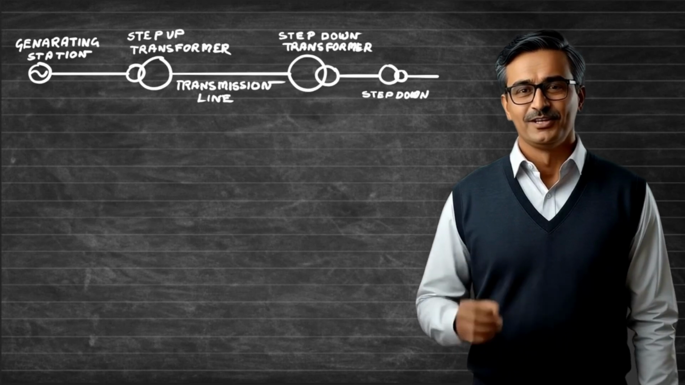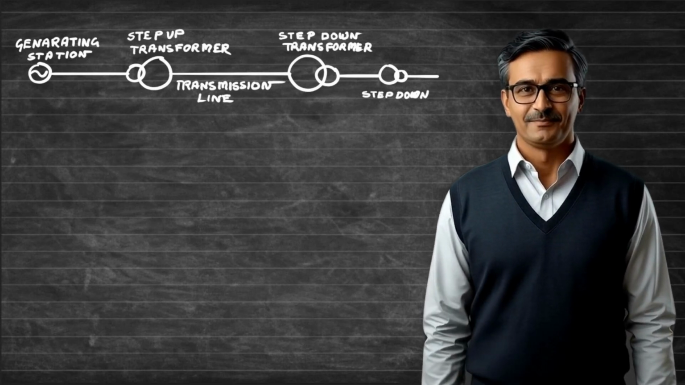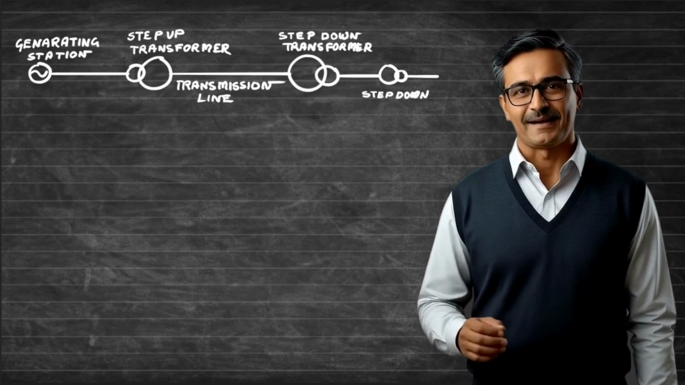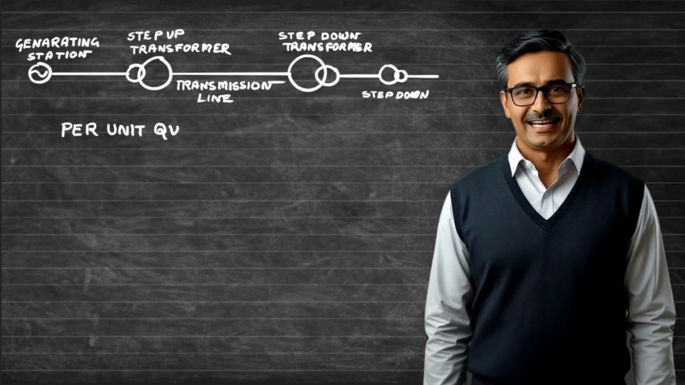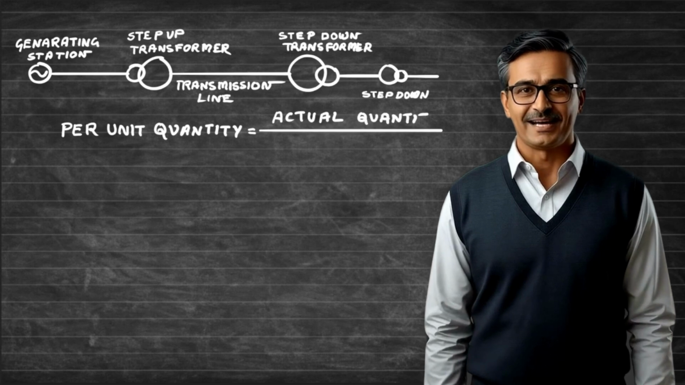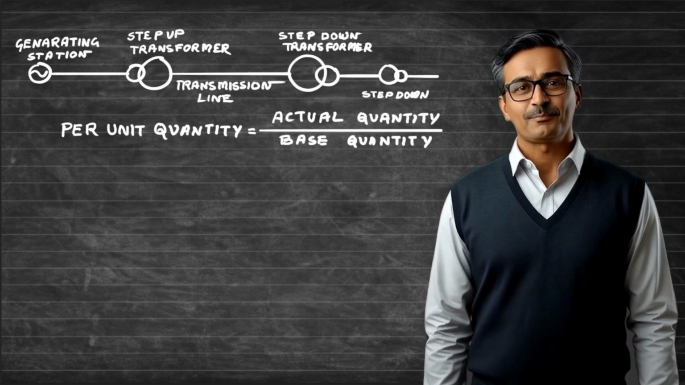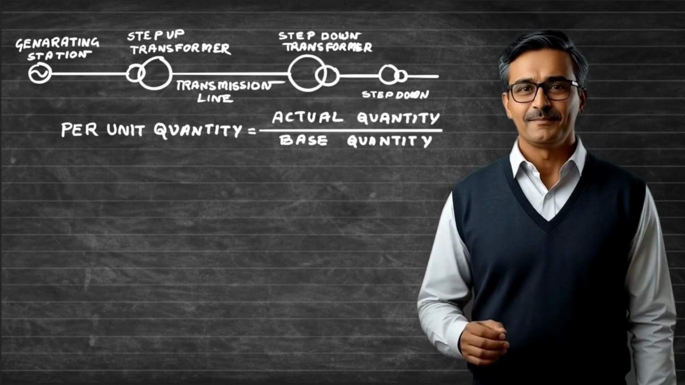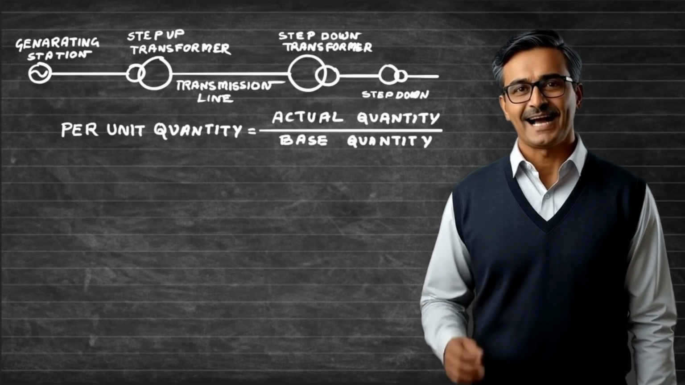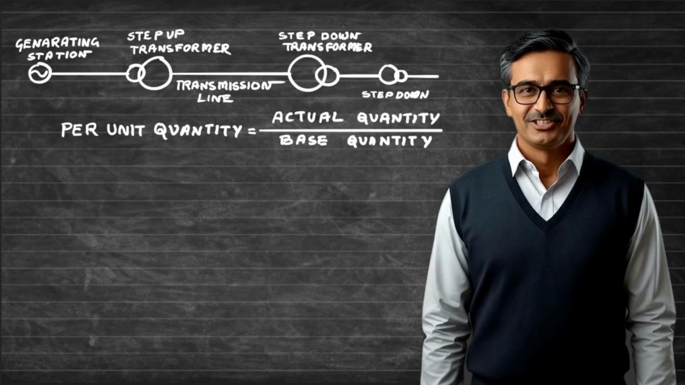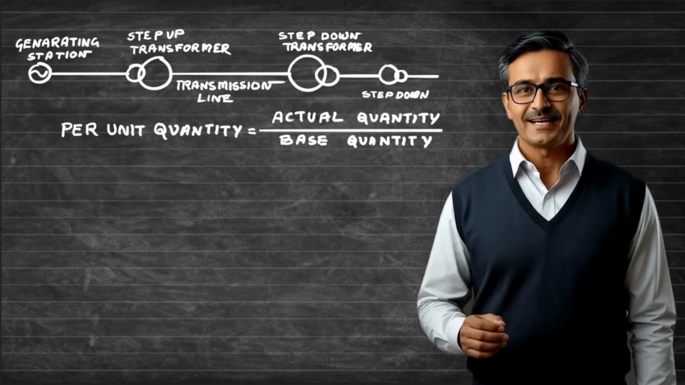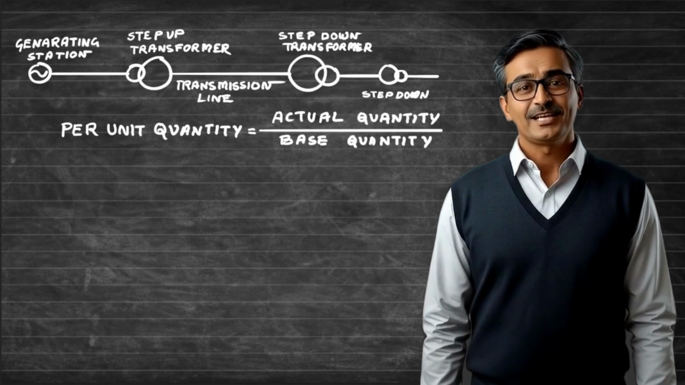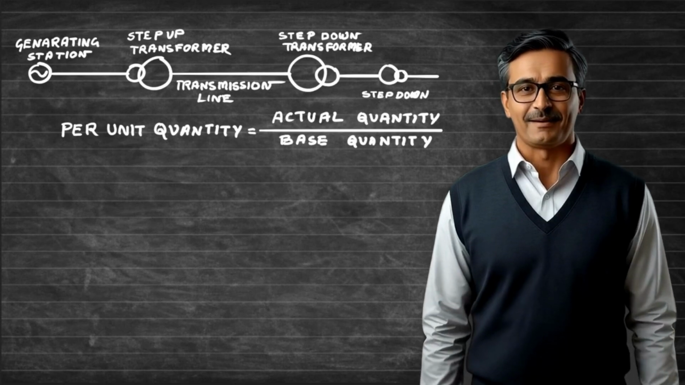The concept of the per unit system of quantities is very simple. The per unit value of any quantity is defined as the actual quantity divided by the base quantity. So we can write per unit quantity equals actual quantity divided by the base quantity. For using the per unit method in an electrical system, we mainly consider voltage and MVA rating. In transmission systems, we mainly consider a particular voltage level in kilovolts as the base voltage and a particular MVA rating as the base MVA.